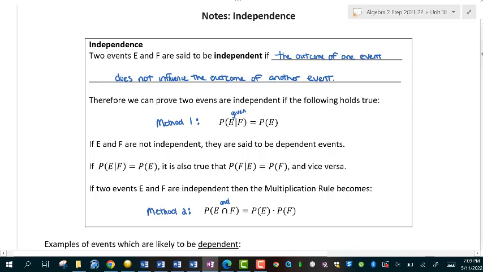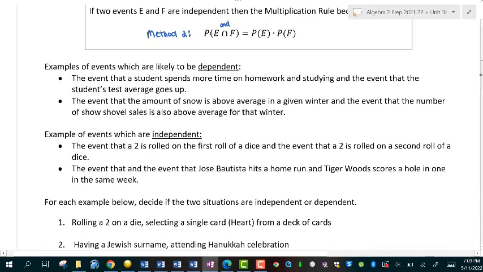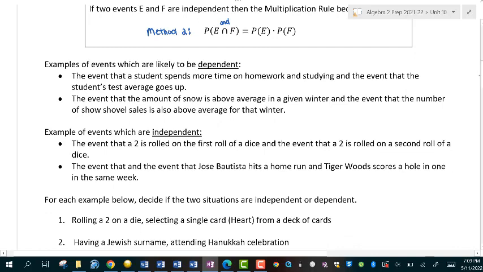Let's talk about what it means to be dependent or independent, though. Some examples of events that are likely to be dependent: the event that a student spends more time on homework and studying, and the event that the student's test average goes up. The event that the amount of snow is above average in a given winter, and the event that the number of snow shovel sales is also above average. Obviously the more snow we get, the more snow shovels or snow blowers people are out buying.